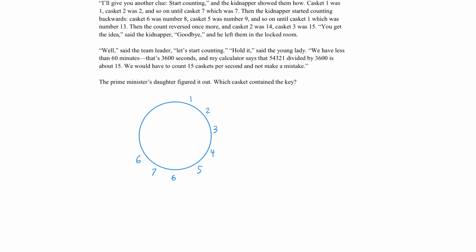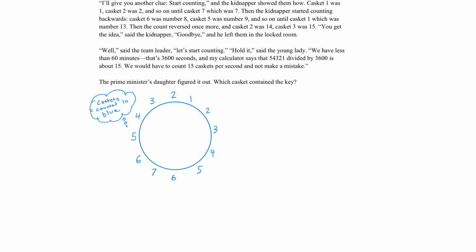I count casket 6, but in a different way. And then I count casket 5, and then 4, and then 3, and then finally 2. And now I repeat to casket 1, and I do the exact same thing over again. I hit casket 1, and I repeat this process over and over again. So that's how the counting works, looking at the caskets.